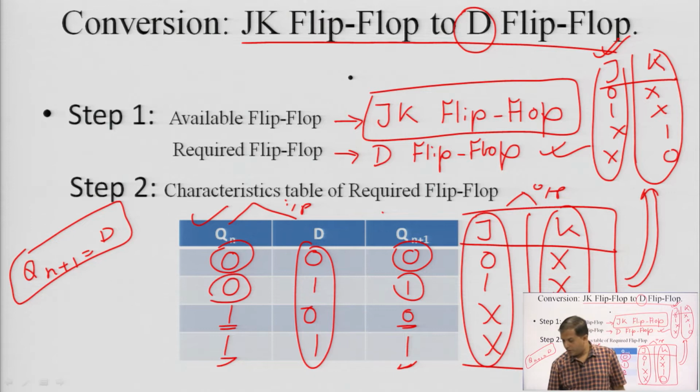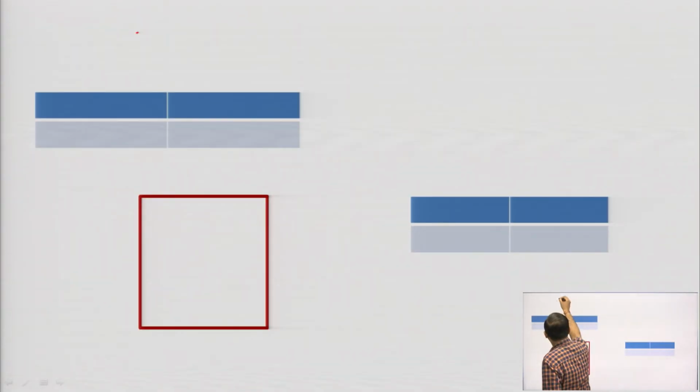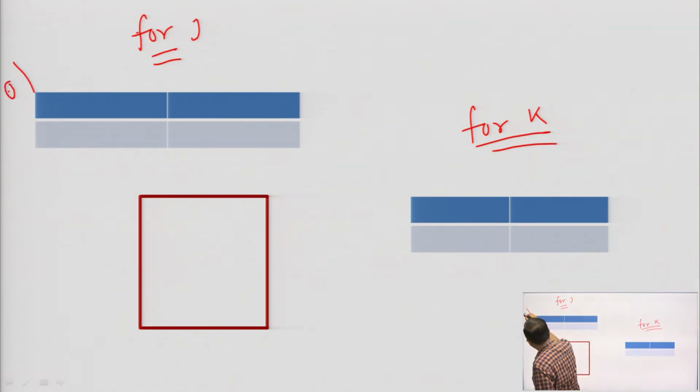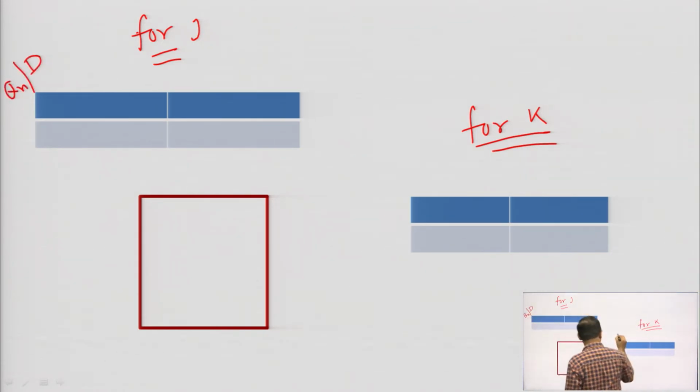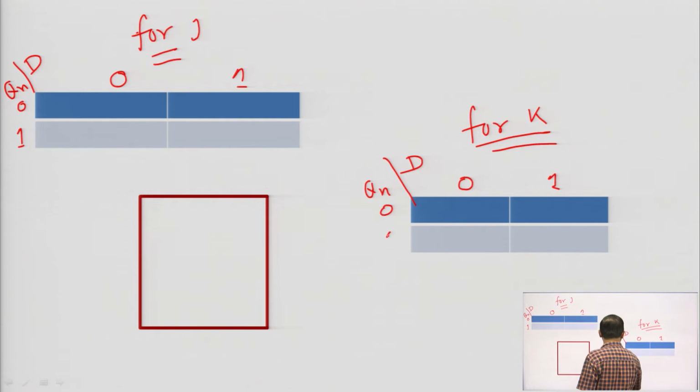Okay. So, when we write the K map, one will be for J and one will be for K. And the inputs are Qn and D. Here also inputs are Qn and D. So, 0 1 0 1, and this is 0 1 and 0 1. If you have any doubt regarding K map, you can refer to the previous lectures.